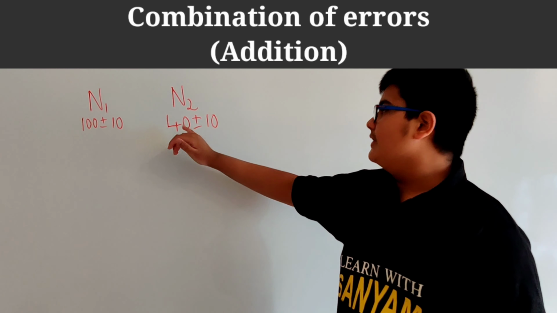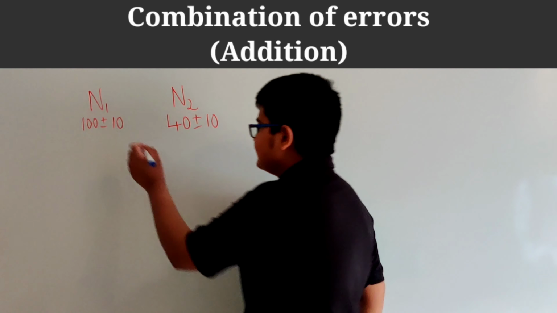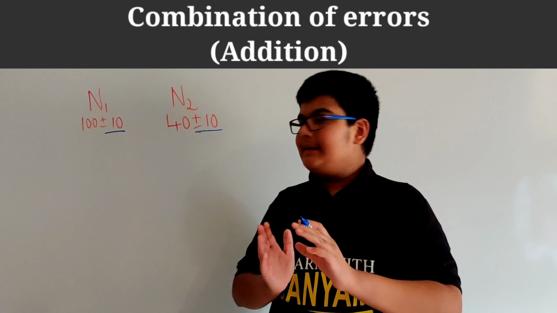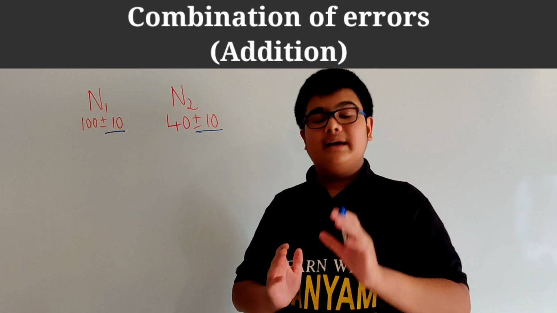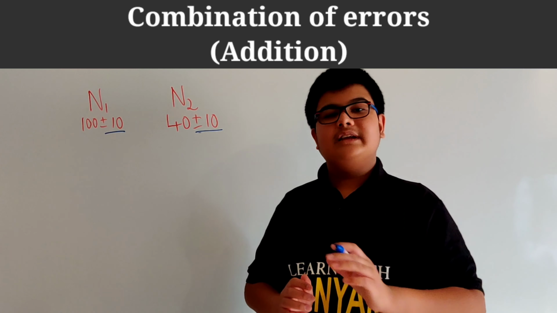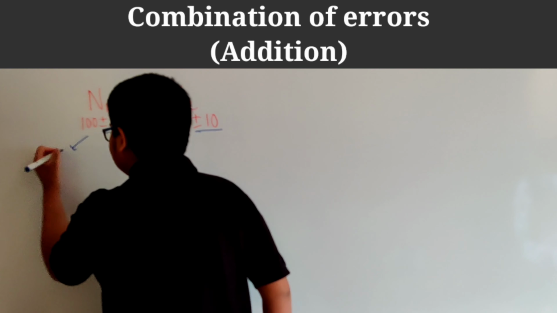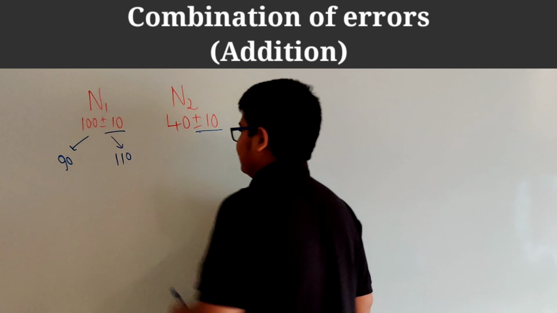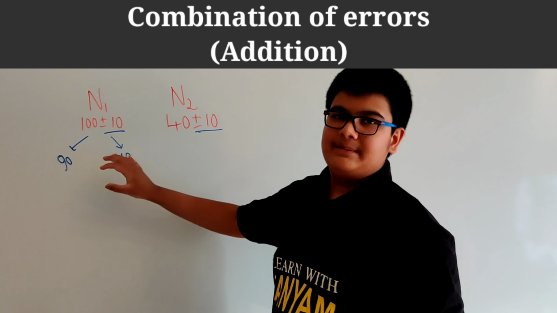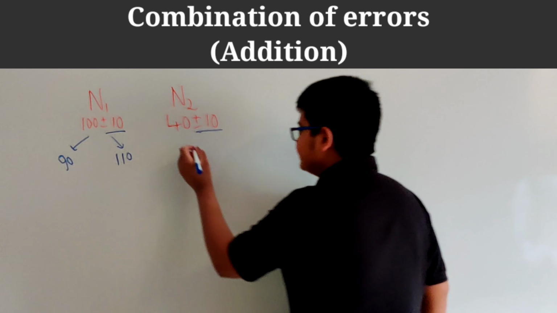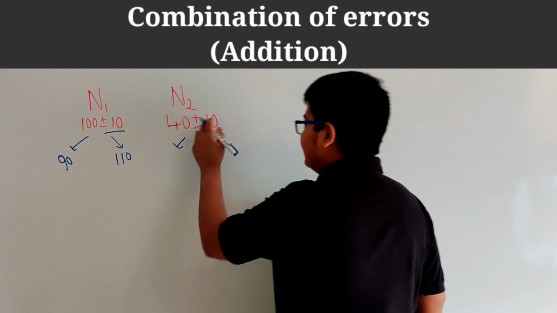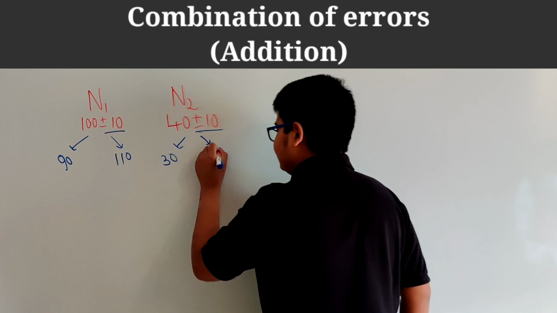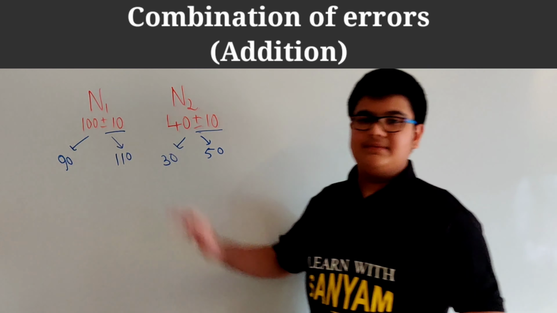So 100 and 40 are the base values of the numbers and this is the amount of error which can be there. So the number can be something between 100 plus 10 and 100 minus 10, so it can be something between 90, if it is 100 minus 10, to 110, if it is 100 plus 10. So the number can be anything in between because it has an error in it. And similarly n2 can be anything between 30, that is 40 minus 10, to 40 plus 10, that is 50. These are the ranges of numbers which we have.